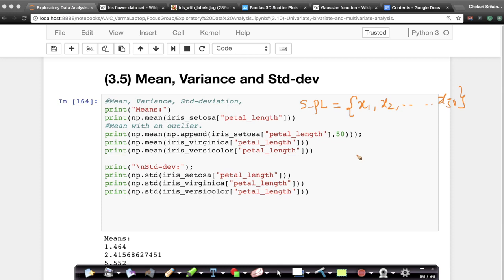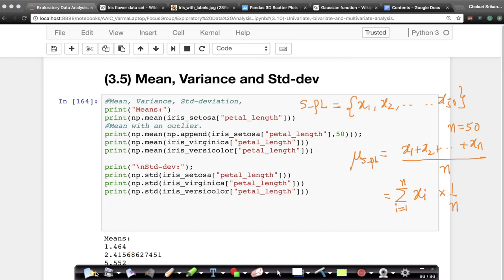Mean is often written with the Greek alphabet mu. So mu of setosa petal lengths is nothing but you sum each of them, x1 plus x2, so on, xn, and divided by the number of values. So n here is nothing but 50 because you have 50 observations. More concisely, you can write this as summation i equals 1 to n of xi multiplied by 1 by n. So this is what mean means. Mean is basically simply the simple average.